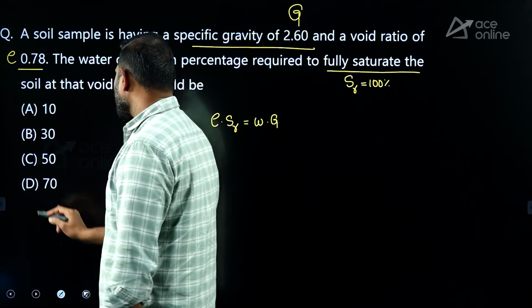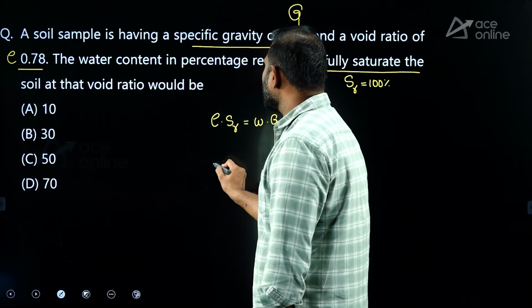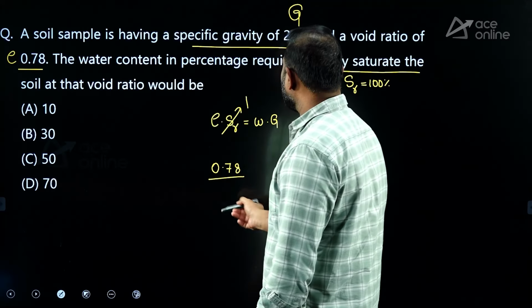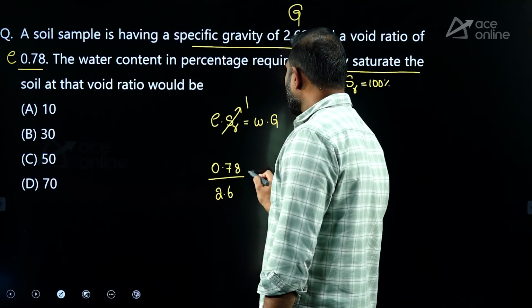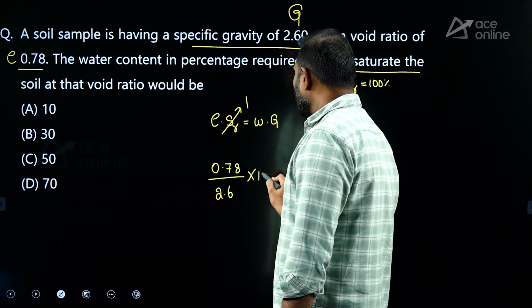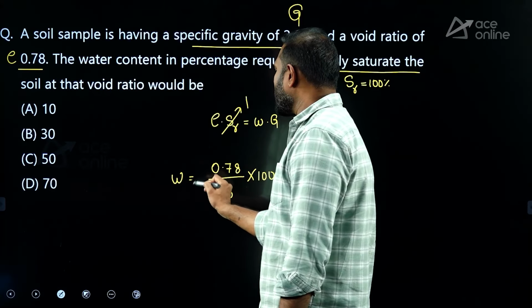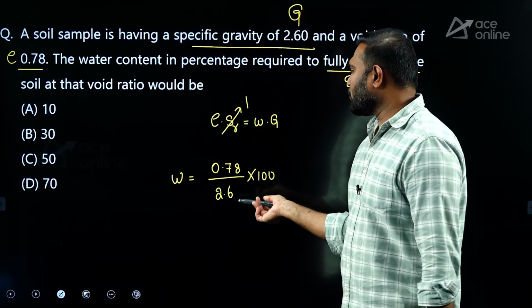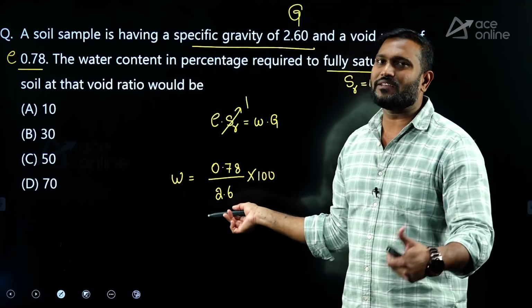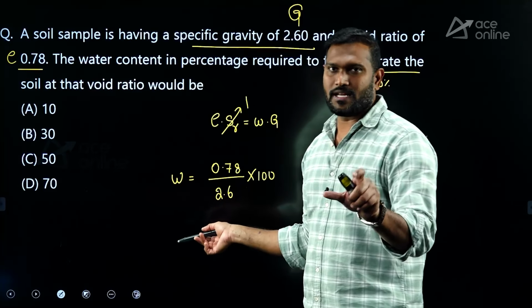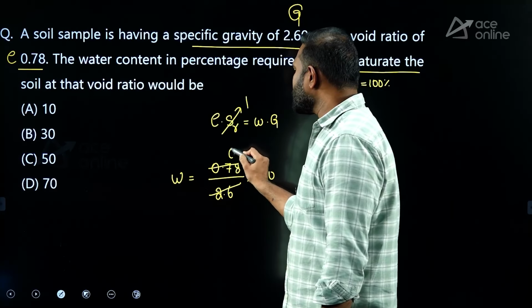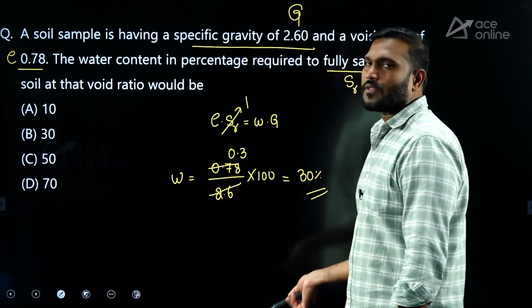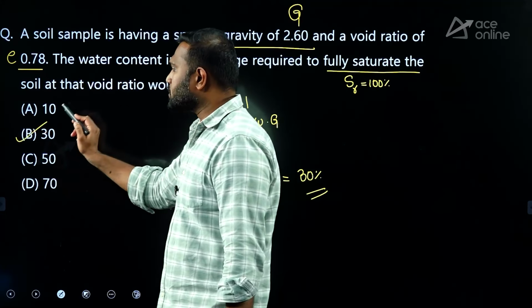Now, the void ratio is 0.78, divided by G value 2.6, multiplied by 100. That is nothing but the water content. 2.6 into 3 is 7.8, so this is going to be 0.3. 0.3 into 100 comes as 30%. So straightforward question, the correct answer is option B.